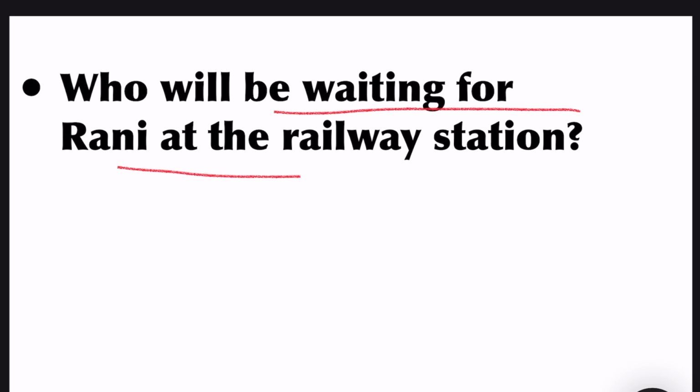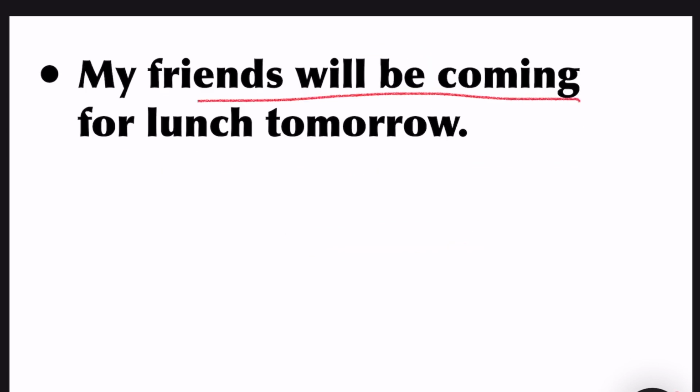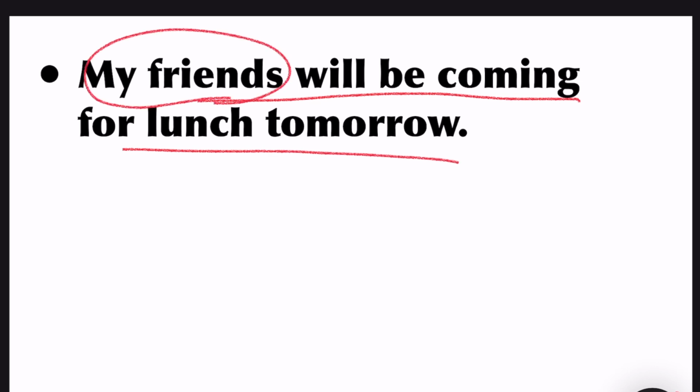Who will be waiting for Rani at the railway station? It's a continuous action. Waiting is a continuous action. This action is going to happen in the future for some period of time. This continuation will occur for a short time. My friends will be coming for lunch tomorrow. For sure, my friends will come for lunch tomorrow.